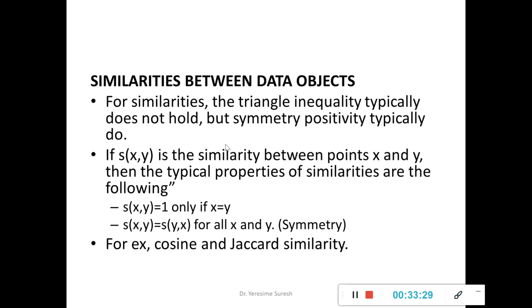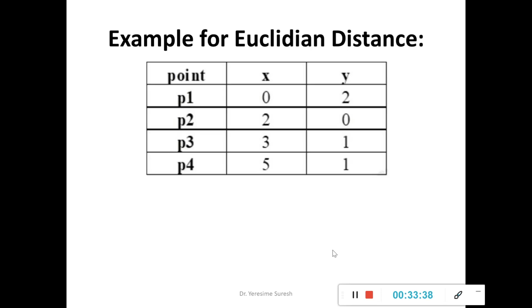So what are the similarities between data objects? The same thing has been defined, wherein we will discuss some of the measures such as cosine, Jaccard and simple matching coefficient. Now first we will solve the problems on Euclidean distance, wherein I have taken 4 points with respect to a given data matrix, and the coordinates x and y are as follows.